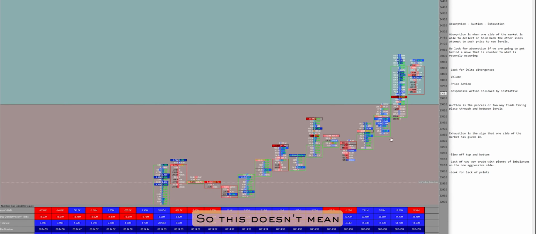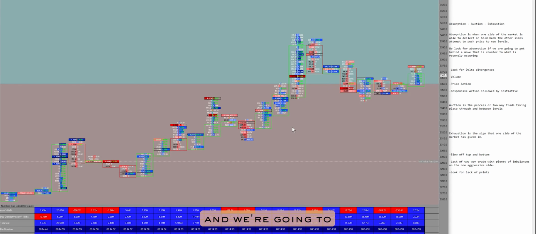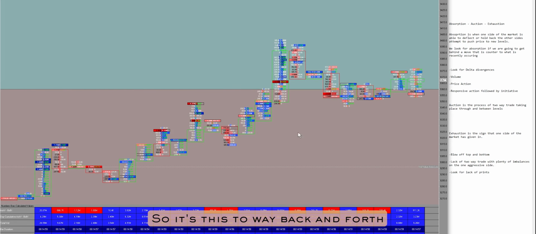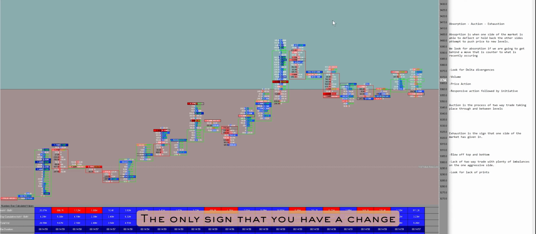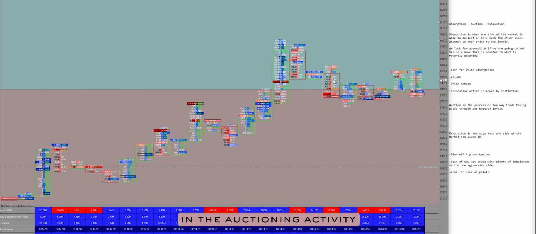So this doesn't mean that we're on the up and up and we're going to just move on to new highs, right? This is just the other side of the market realizing that there's absorption at the low and that we're likely going to be ranging. So it's this two-way back and forth that creates these mean reversion opportunities. You're just going to see the same at the high again. The only sign that you have a change is when you have a major shift in the auctioning activity through the level. Okay, so this brings us to the idea of auction and two-way trade.